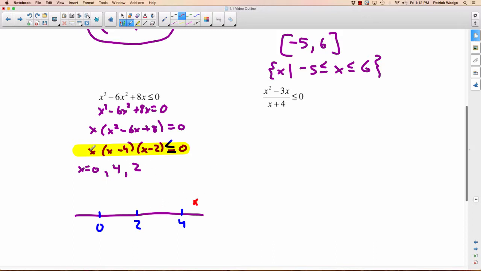Okay, let's try between 2 and 4. Let's try 3. 3 is positive. 3 minus 4, well, that's negative. 3 minus 2, that's positive. We only have one negative. It was positive, negative, positive. That makes the whole thing negative, and negative is definitely less than 0, so this works.